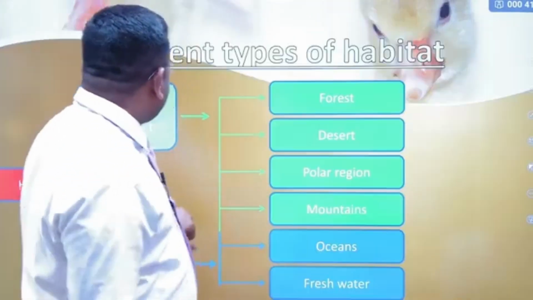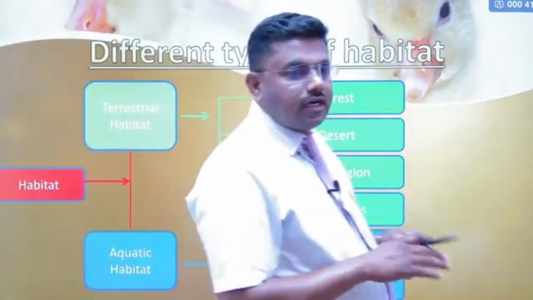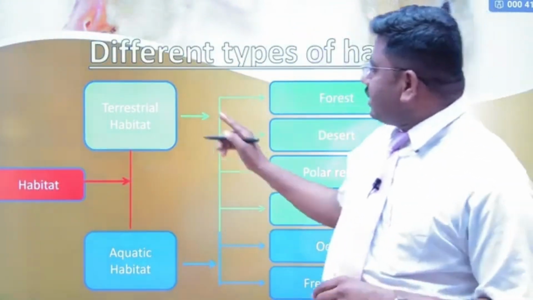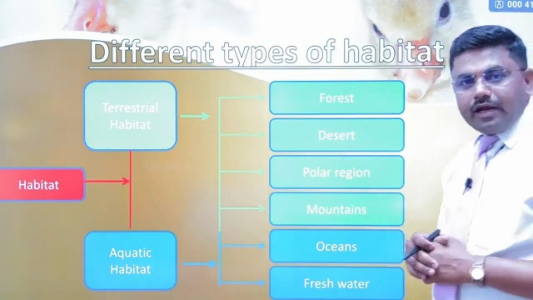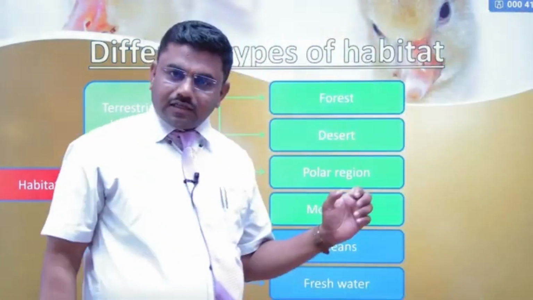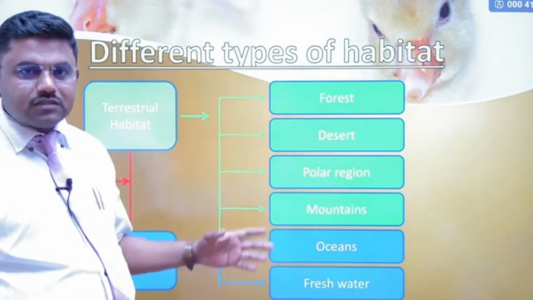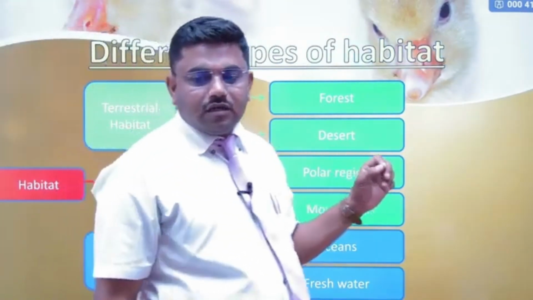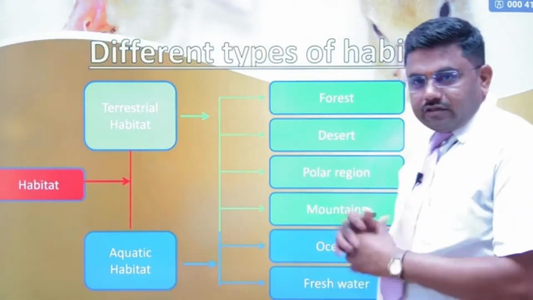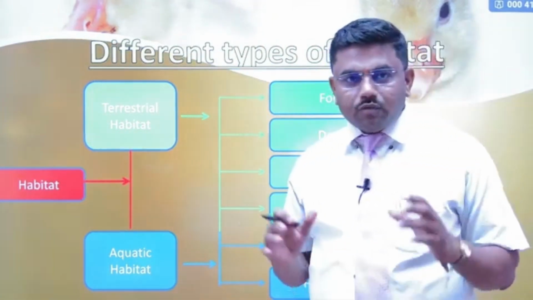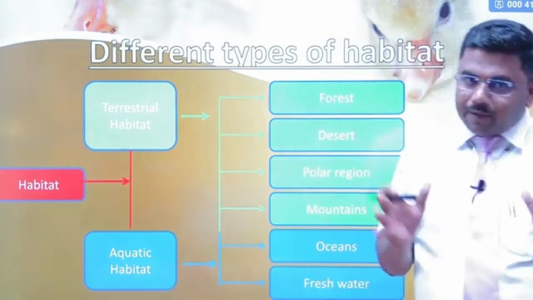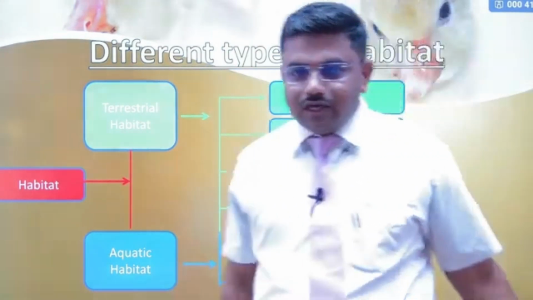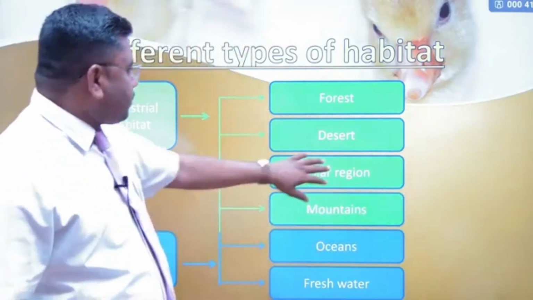Now see, next, the different types of habitat. There are two main types of habitats: the terrestrial habitat and the aquatic habitat. The terrestrial habitats include forest, desert, polar region and mountains. Oceans and fresh water come under the aquatic habitat. Now we'll see their types one by one.